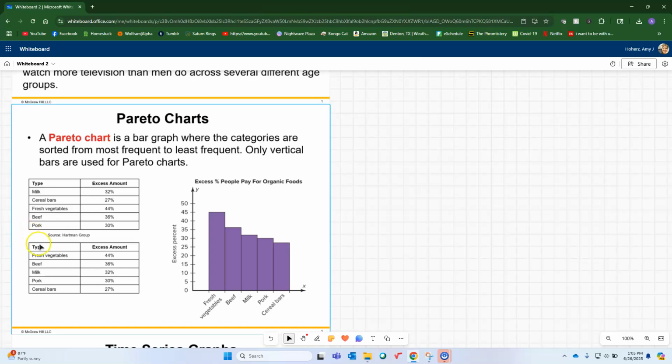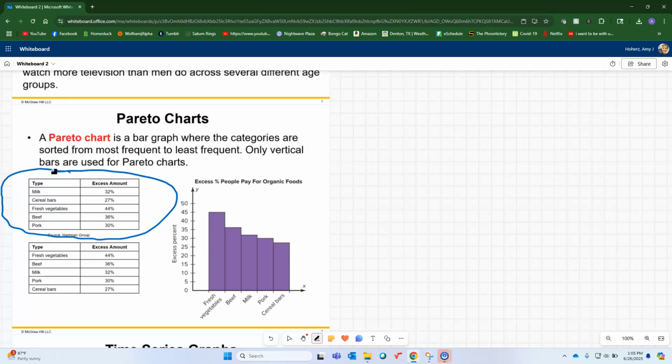So in this case, you have the original set of data listed in this table, which is not in order. 32, 27, then back up to 44, 36, 30. These are not in order. So what they did is they arranged it with the largest category first, which is the fresh vegetables, and then smaller and smaller as you go. And then that's how they graph it on the bar graph. Again, it's still a bar graph. It's just a specific type where you go from the greatest to the least.